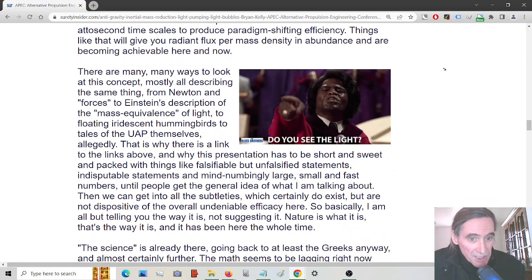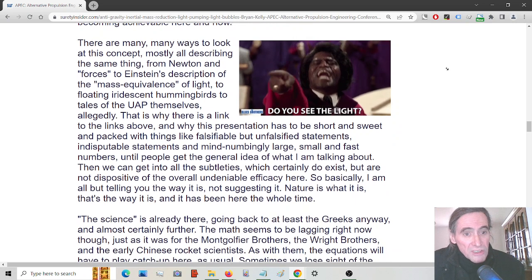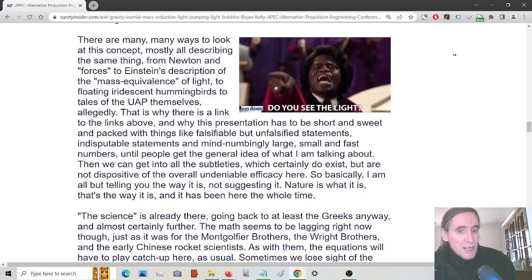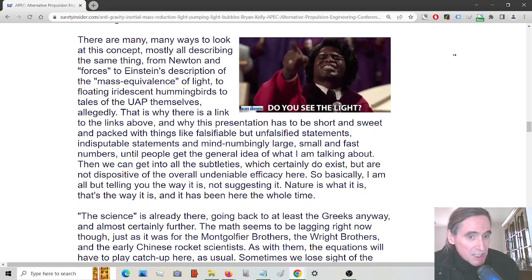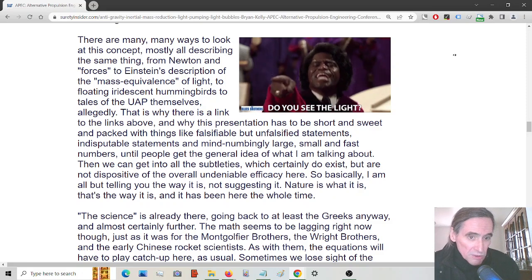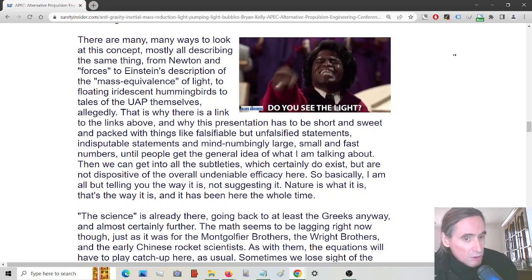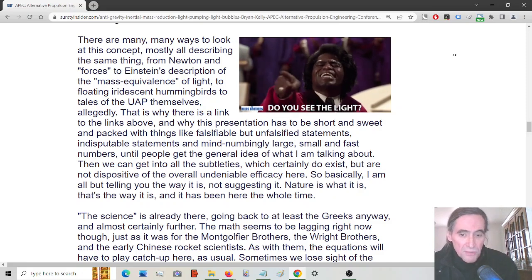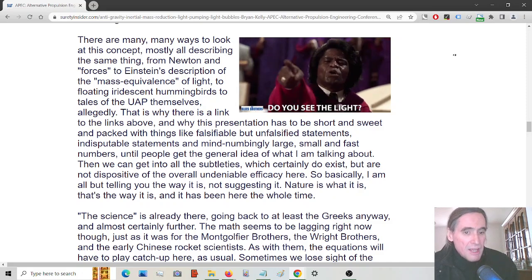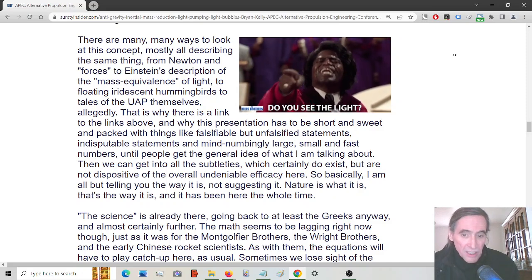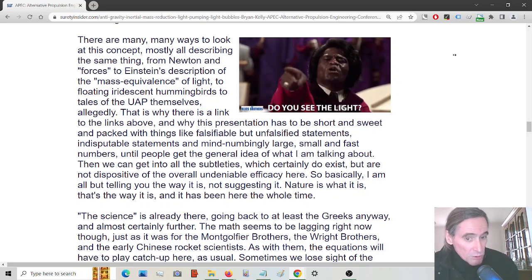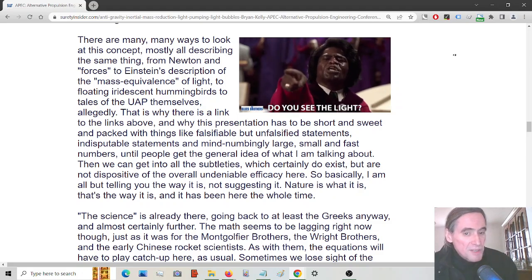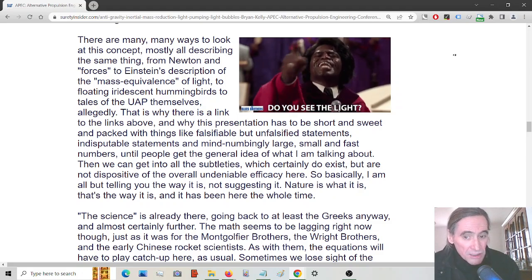There are many, many ways to look at this concept, mostly all describing the same thing. From Newton and forces, to Einstein's description of the mass equivalence of light, to floating iridescent hummingbirds, to tales of the UAPs themselves, allegedly. That is why there is a link to the links above, and why this presentation has to be short and sweet and packed with things like falsifiable but unfalsified statements, indisputable statements, and mind-numbingly large, small, and fast numbers until people get the general idea of what I am talking about.